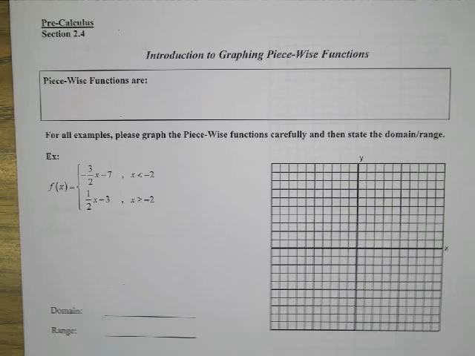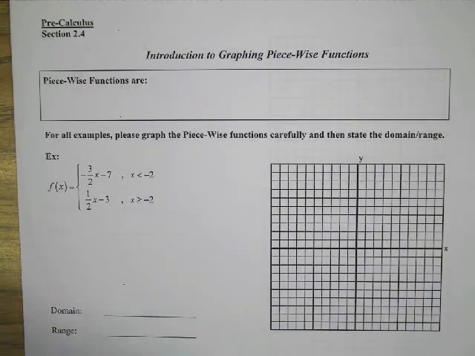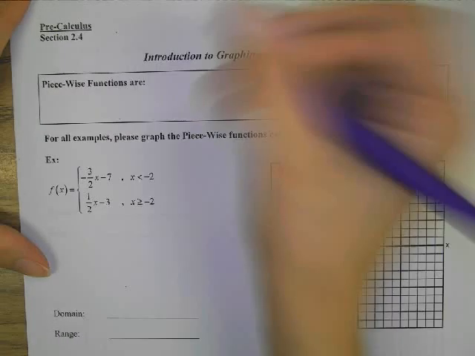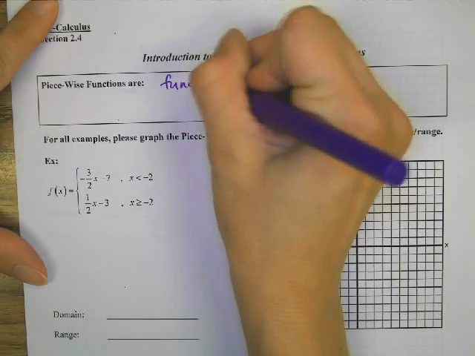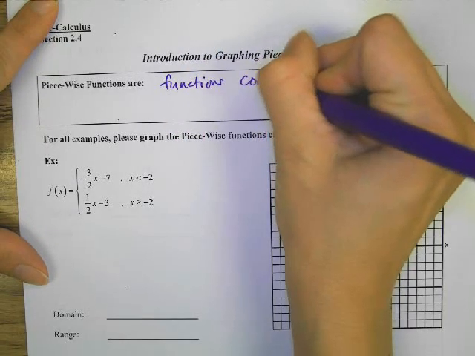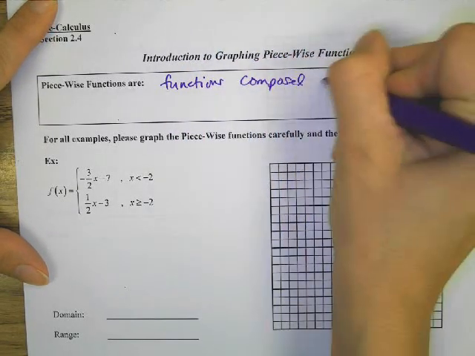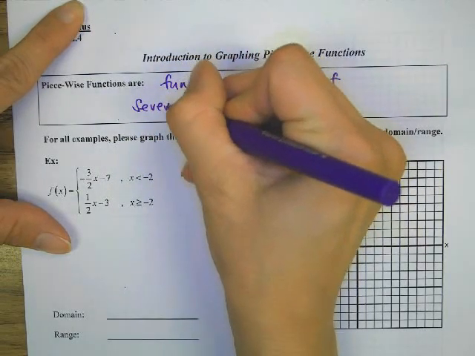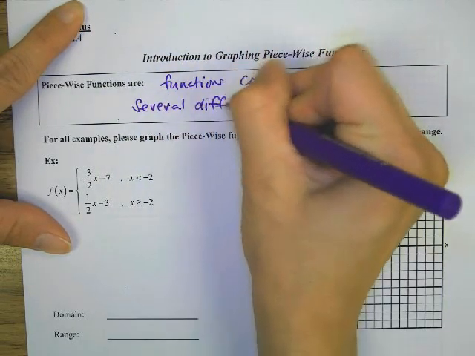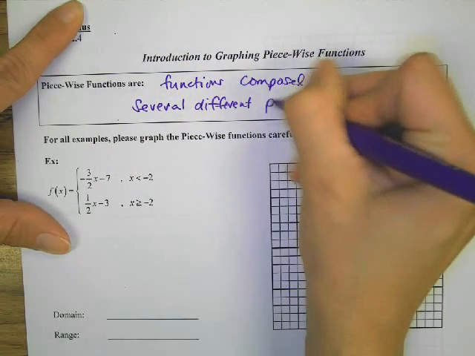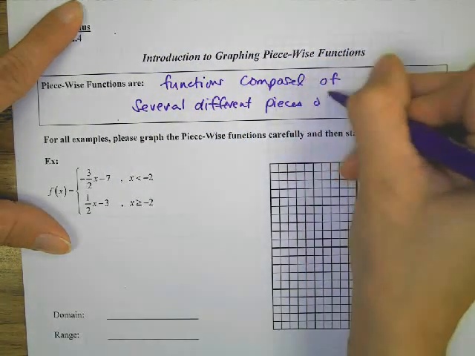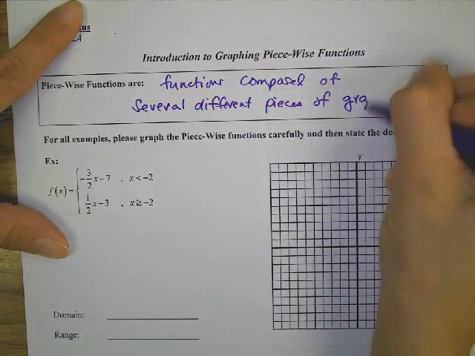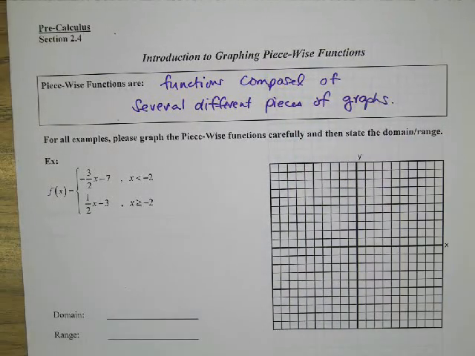Okay, let's get started with graphing piecewise functions. Remember, piecewise functions are functions composed of several different pieces of graphs. So what we're going to do is take some pieces, graph the thing, chop it off, get a piece, and put it together.